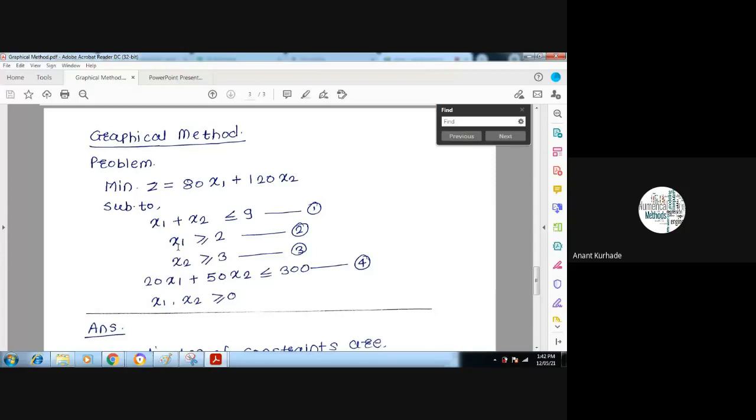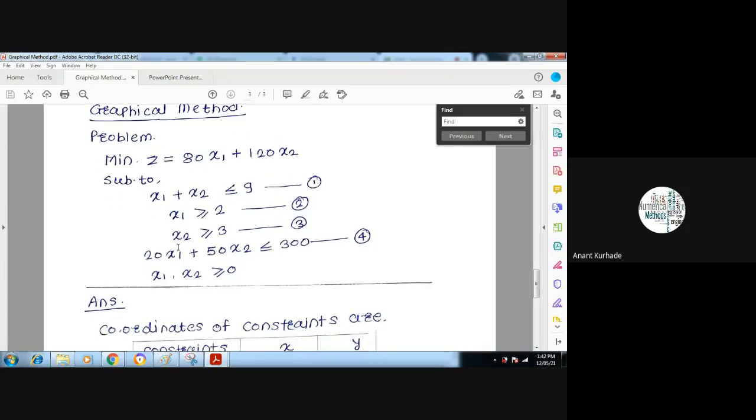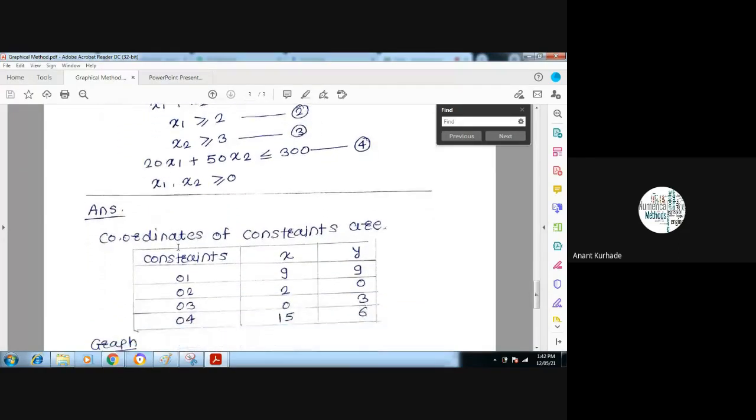Now the fourth equation, 20x1 plus 50x2 less than or equal to 300. Put x1 equal to 0, then x2 is equal to 6. And put x2 equal to 0, x1 is equal to what? Tell me the coordinates directly. 15 comma 6.